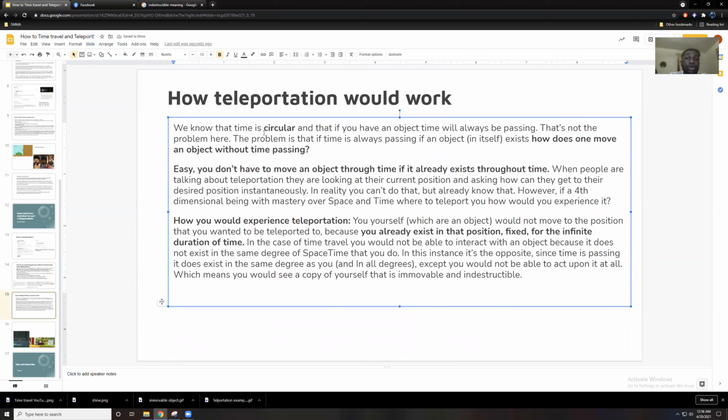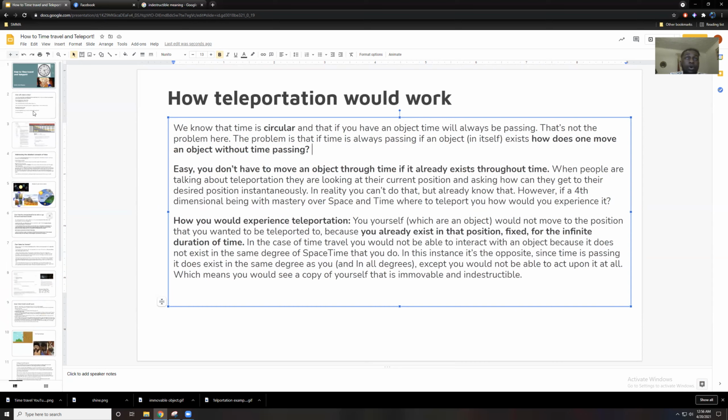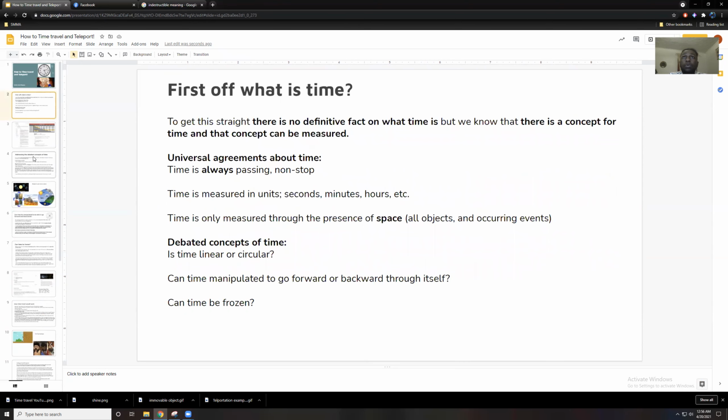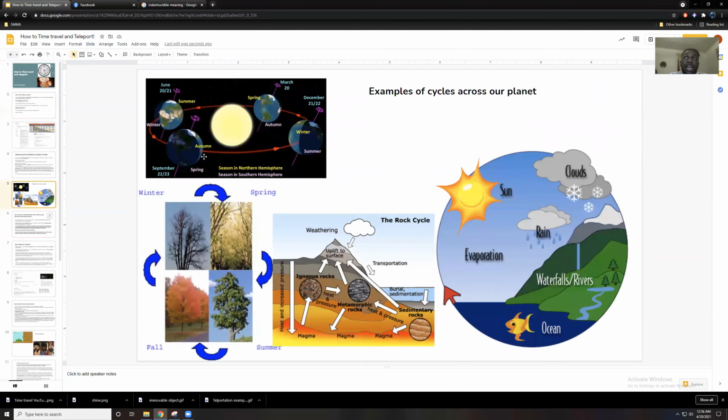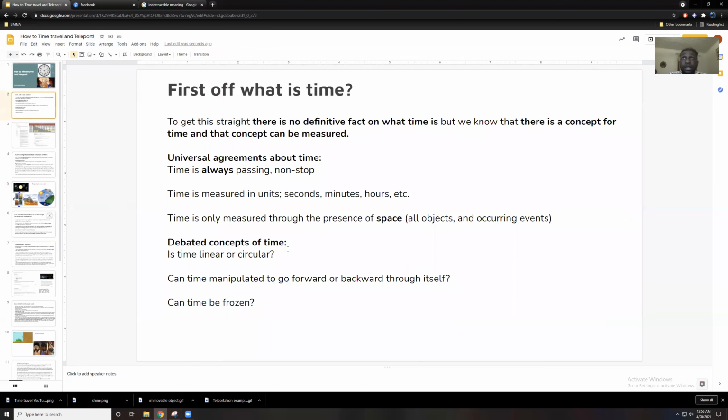We know that time is circular and that if you have an object, time will always be passing. Just to be quick, I'm gonna go back to what I was talking about in part one. Everything in our universe is circular. Therefore, we can also say that time is circular, because all objects in this universe follow some sort of circular pattern. And again, the universal agreements about time: time is always passing nonstop, which is true. Time is measured in units, seconds, minutes, hours, etc. Time is only measured through the presence of space, all objects and occurring events.